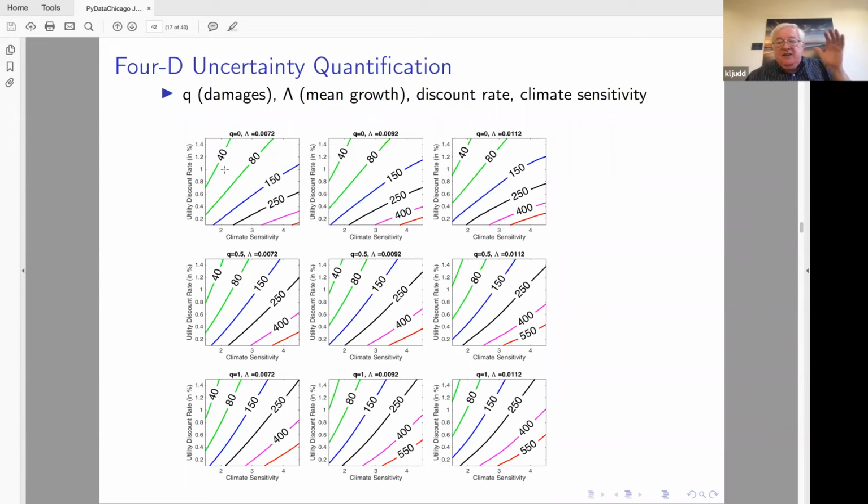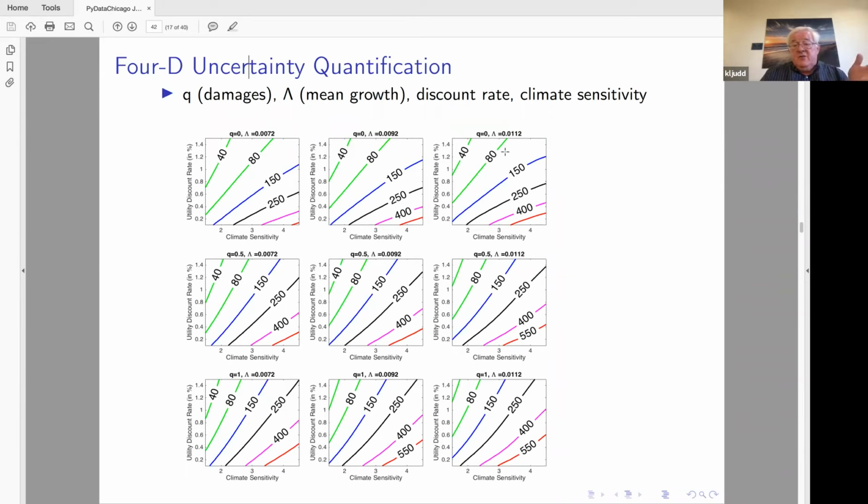What we do is we look at the key parameters in the model, and then we look at a good range of reasonable values for those parameters. Like the discount, how much do people discount the future relative to today? We looked at discount rates of 0.2% up to 1.4% annually. And then lambda is the mean growth rate. And also Q is damages; we don't know exactly what the damages are going to be. And of course, in these models, the climate sensitivity is a parameter on the climate side that we have little information about.